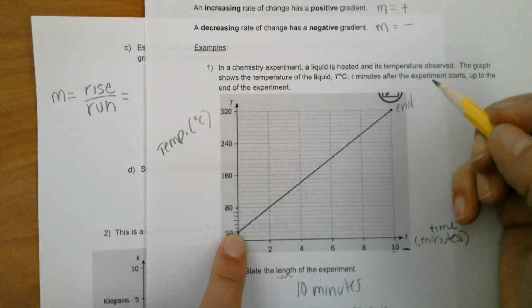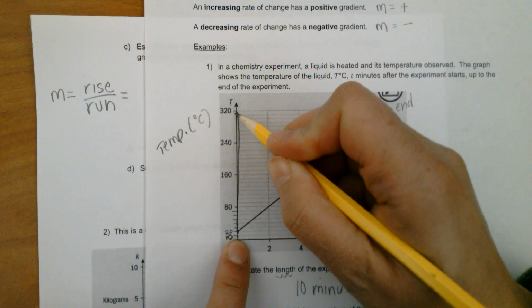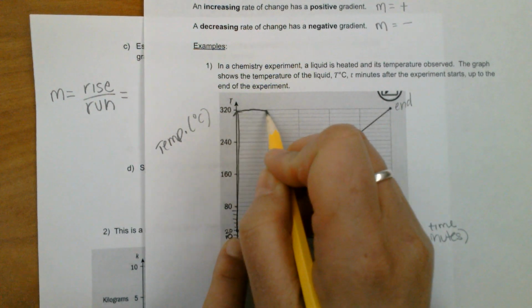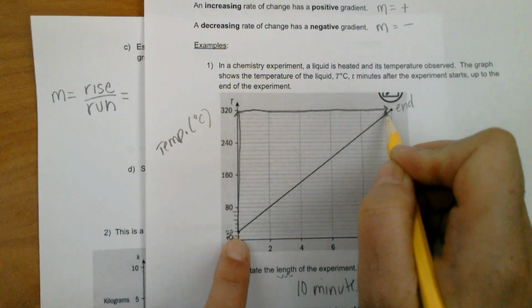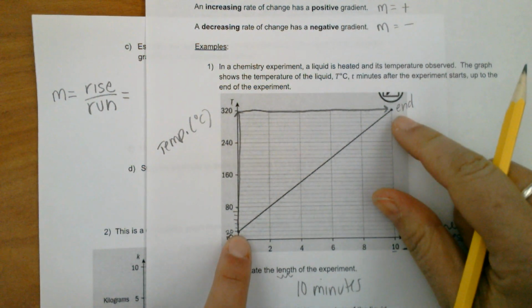So what did I have to do? How far up did I have to go? And then how far to the right did I have to go in order to get from this one point to this point right here?